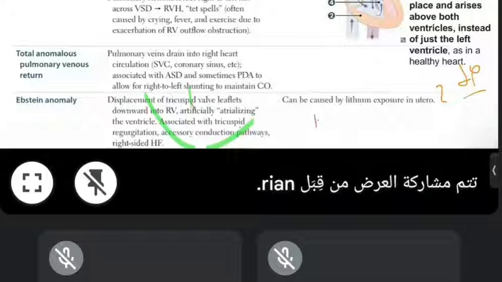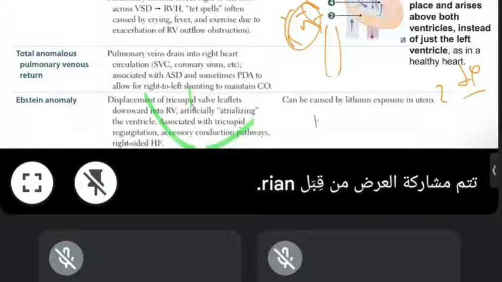Now, tetralogy of Fallot is caused by the anterior superior displacement of the infundibular septum. The infundibular septum is the septum near the outflow of the ventricles, okay, like near the aorta and near the pulmonary valves. This is what we call infundibular. The septum near the pulmonary and aortic valve, we call it infundibular, okay? It is the most common cause of early childhood cyanosis.